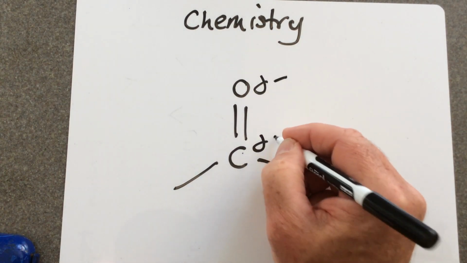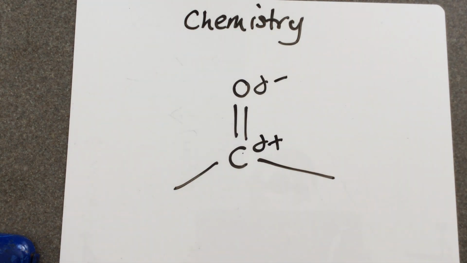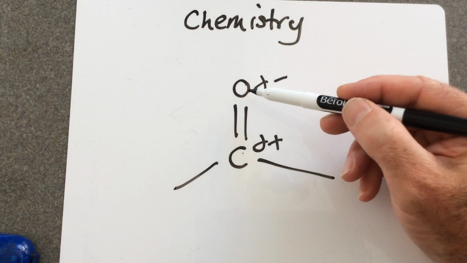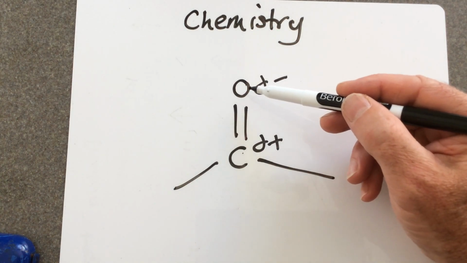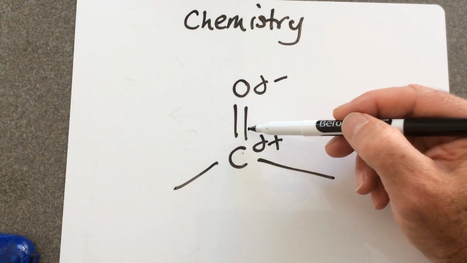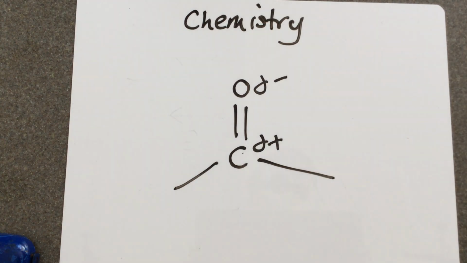Delta negative oxygen, delta positive carbon. Slight positive charge on the carbon atom. The reason being because of the increased electronegativity of the oxygen, the bond pairs are going to be pulled towards the oxygen atom. So we've got a delta positive carbon atom, and that's really going to control the chemistry of this set of compounds, of aldehydes and ketones.